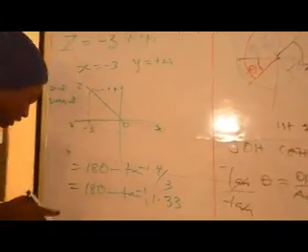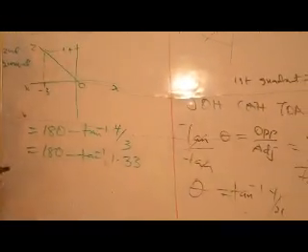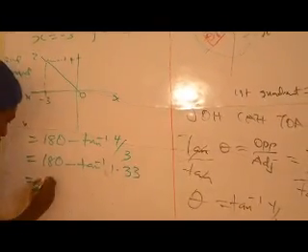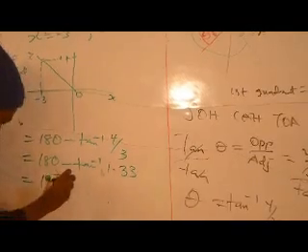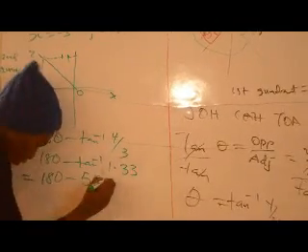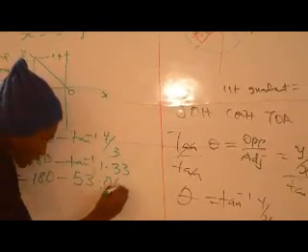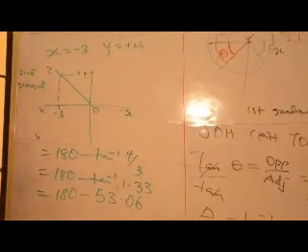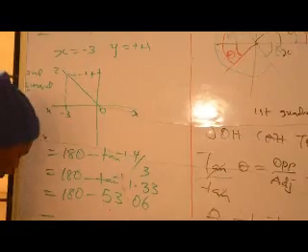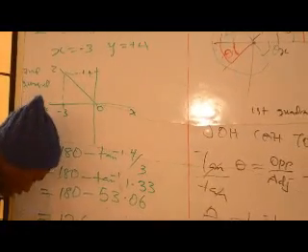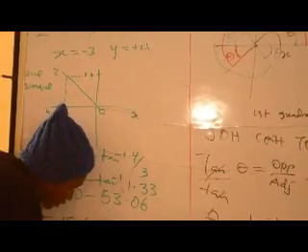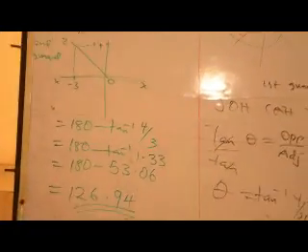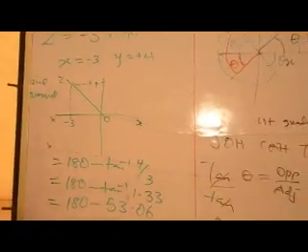So we are finding the tan inverse of 1.33, which is equal to 180 degrees minus 53.06 degrees. Okay? So our argument for this point is equal to 126.94 approximately. This is our argument on the second quadrant. So we take 2 more examples and then we are done.